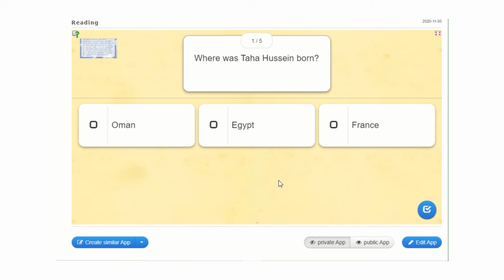Number 1, where was Taha Hussein born? Oman, Egypt, France. Egypt, of course. Yes, this correct answer. Next, how old was Taha Hussein when he became blind? 2 years, 3 years, 4 years? The answer is 3 years.